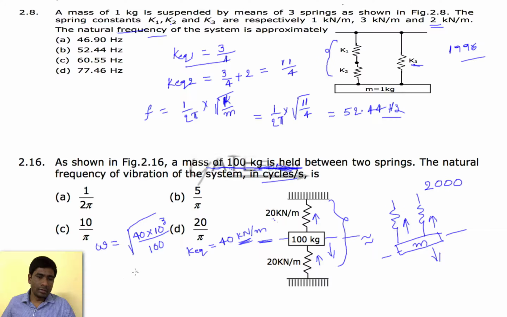And this one is 20 radian per second. What is f? f equals omega by 2 pi. That means 20 by 2 pi, that equals 10 by pi. So the answer is C.